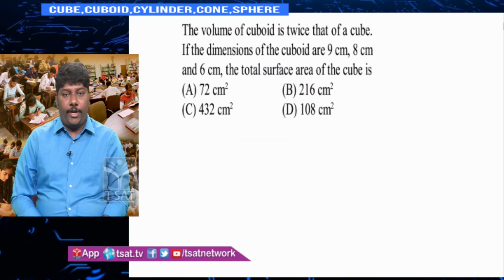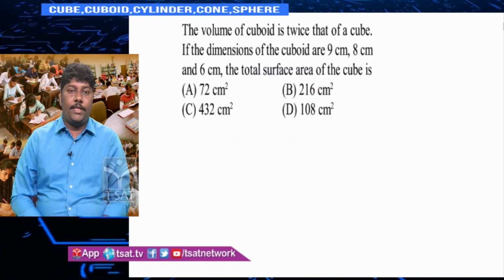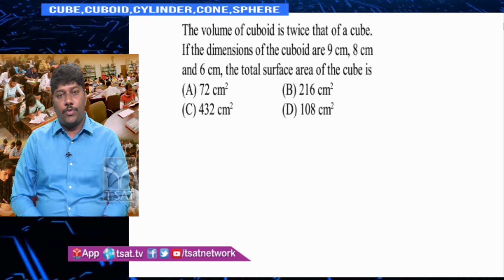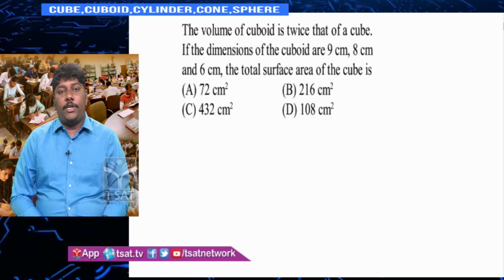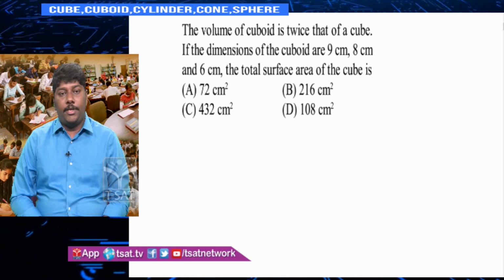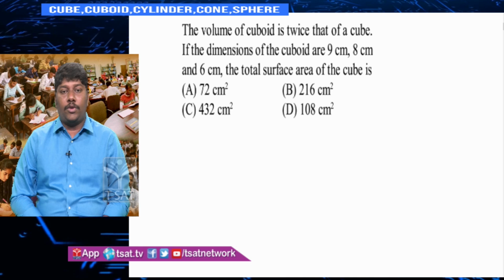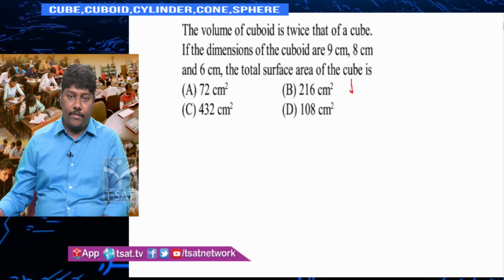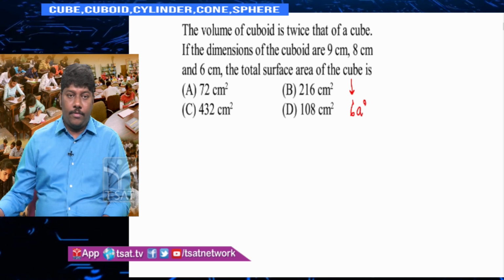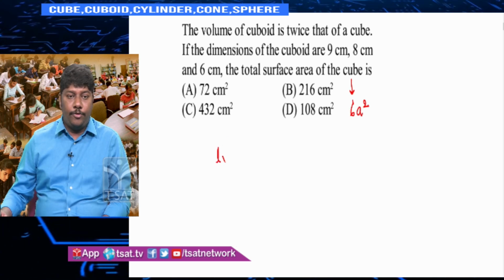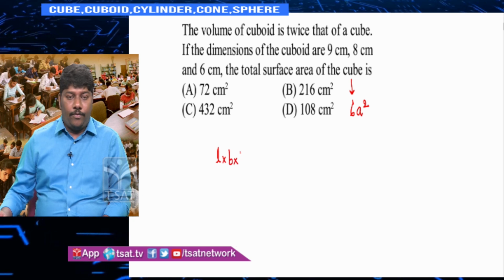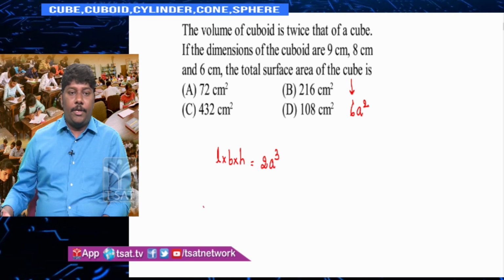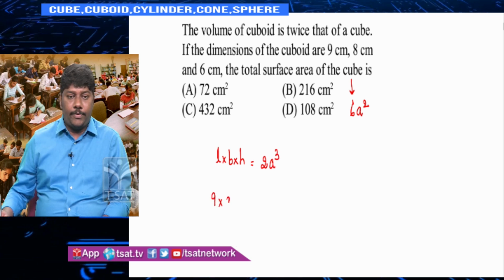The volume of the cuboid is twice that of a cube. So here this problem is related to cube and cuboid both. If the dimensions of the cuboid are 9 centimeters, 8 centimeters and 6 centimeters, find the total surface area of the cube. So you need to find the total surface area, which is 6a square. When it comes to volume, L into B into H. Volume of a cuboid is 2 times the volume of the cube, that is a cube. Dimensions of the cuboid are given, 9 into 8 into 6.